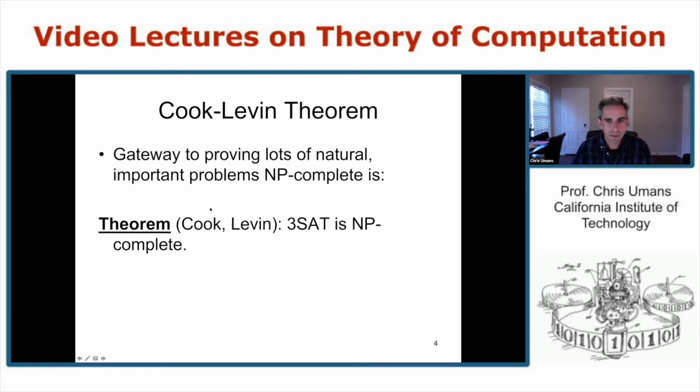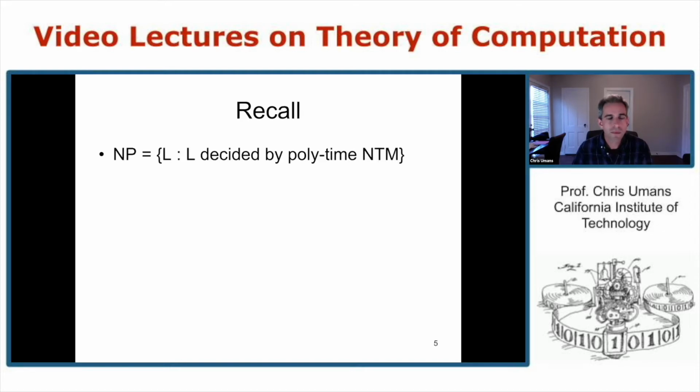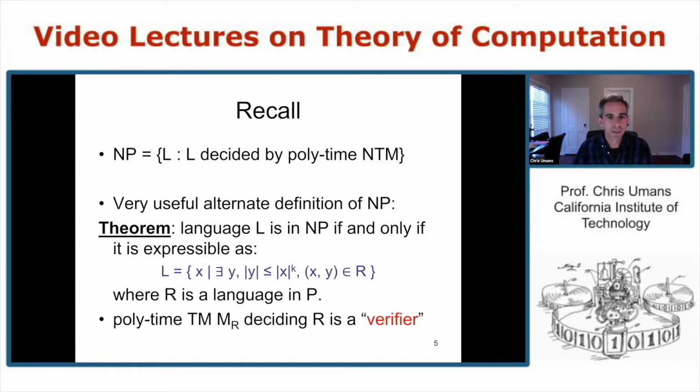Okay, so that's the theorem we're going to try to prove in this lecture. And I need to just remind you of a couple things which have probably already been covered. NP is the set of languages that are decided by polynomial time non-deterministic Turing machines. You know that. An alternate definition of NP, which you probably have also seen, which is important for this reduction, is this theorem that a language is in NP if and only if it's expressible in the following form.